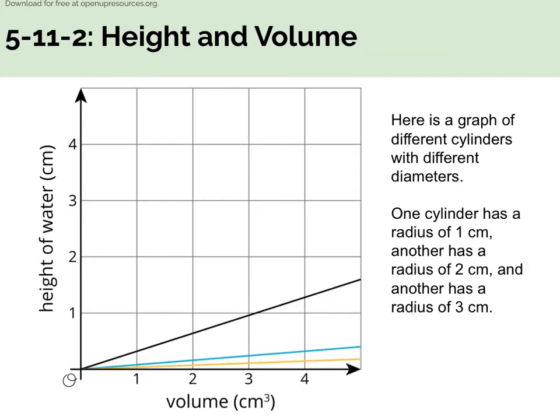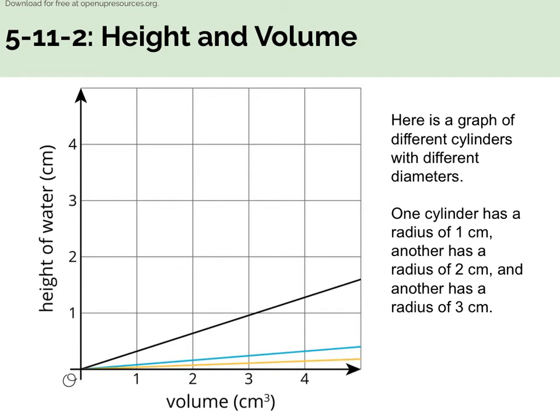So here is some height and volume information. Here's a graph with cylinders of different diameters. One cylinder has a radius of 1, another has a radius of 2, and the third has a radius of 3. How did the slope of each graph change as the radius increased? Go ahead and think about that for a second.